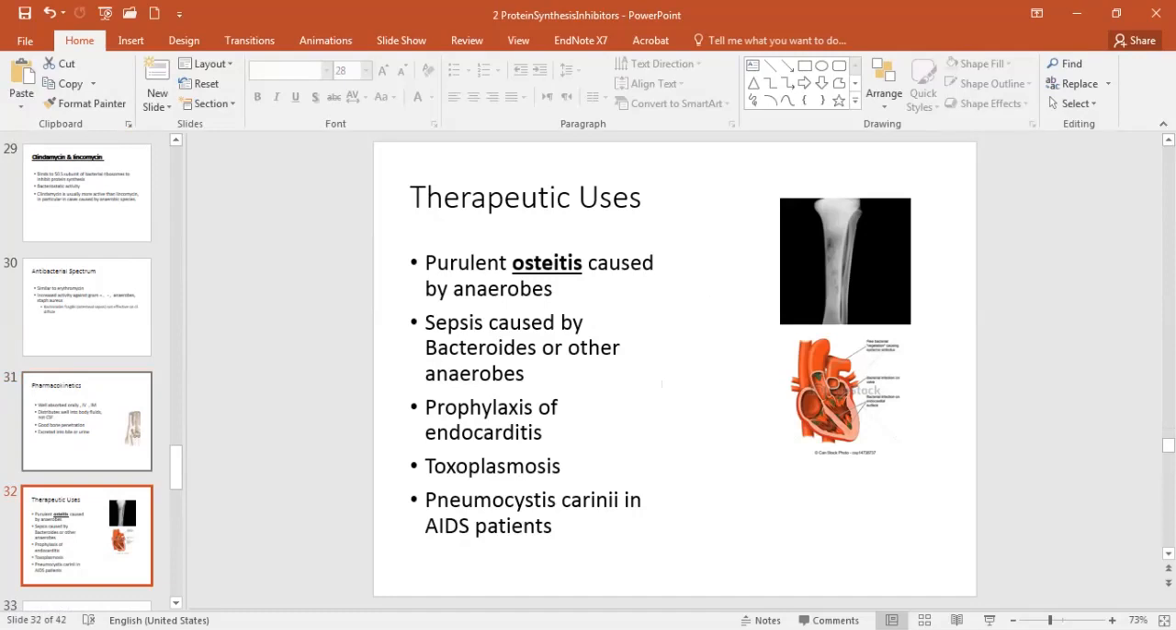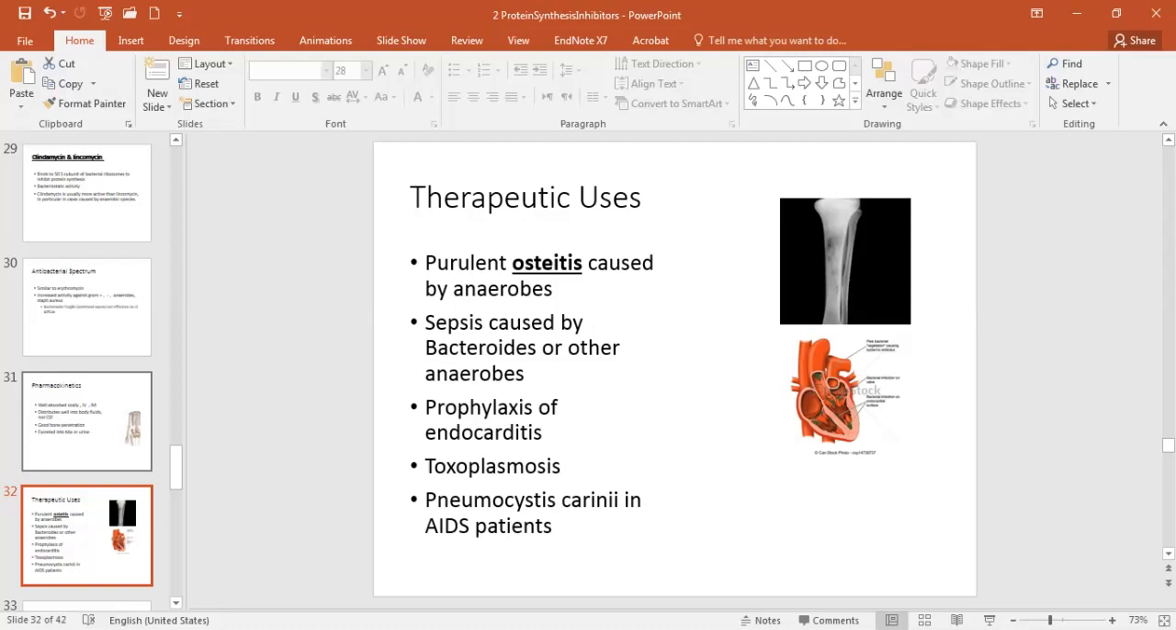For clindamycin and lincomycin: purulent osteitis caused by anaerobes. Osteitis is a type of inflammation of the bone. It happens when there is invasion of the bone by bacteria, usually anaerobes. And when does this happen? For example, in car accidents or a fracture with contamination of the bone. Of course it is hard to treat and deal with. So you should think of lincomycin or clindamycin.